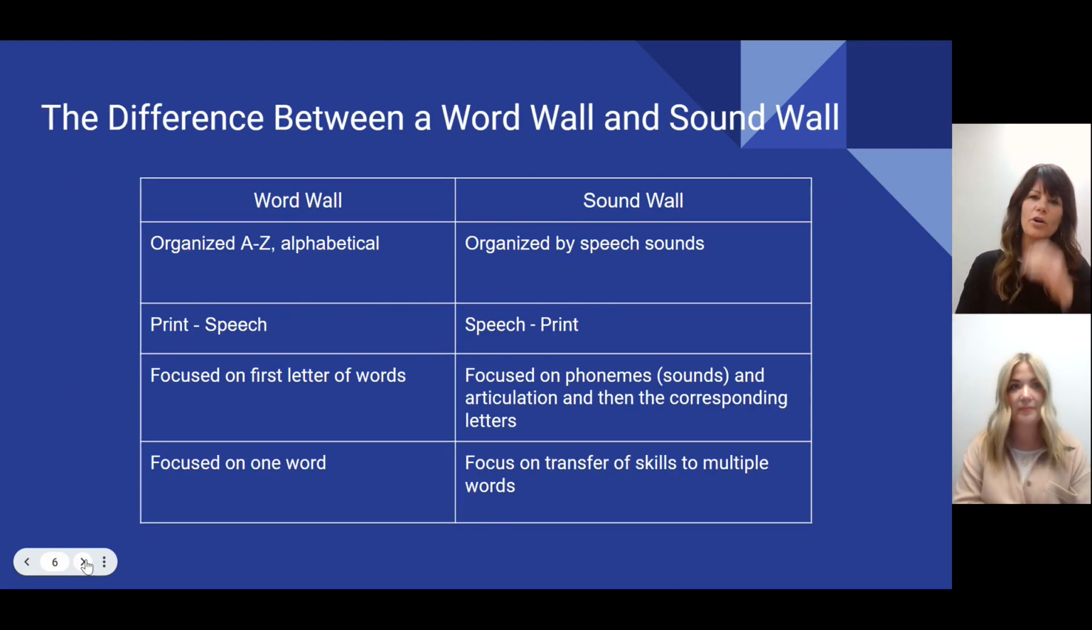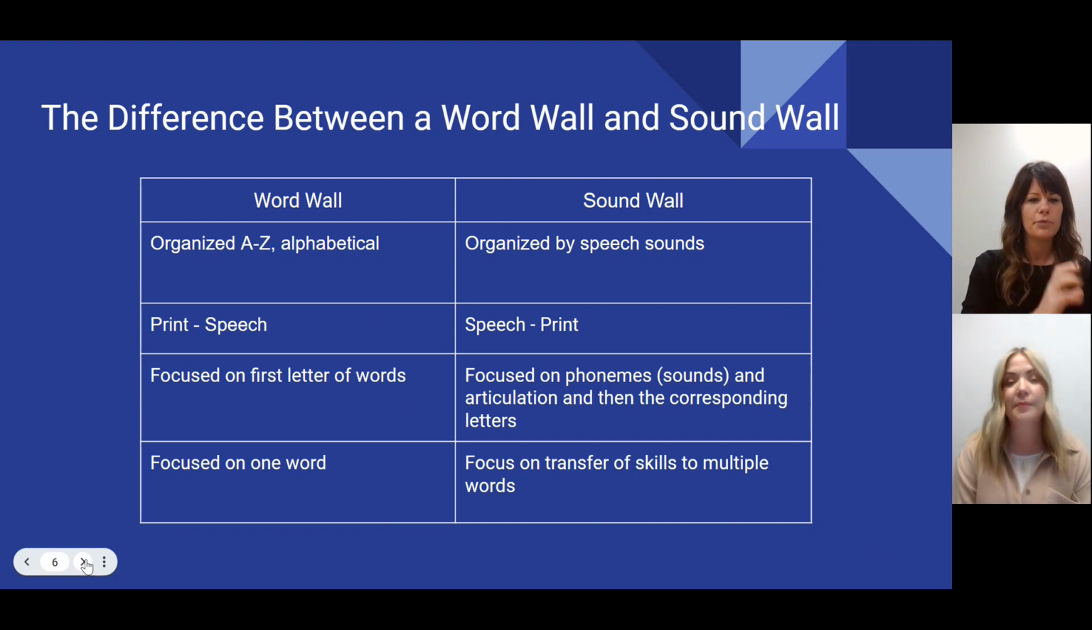Okay, so we've had word walls for many years in our classrooms, and I always had them in my classroom. And I thought it would be great to put together a visual for you to sort of see the difference between a word wall and a sound wall so that you can see how much more effective the sound wall is when we're teaching our students to read and write. So a word wall is organized by the letters of the alphabet, right? Those 26 letters. A sound wall is organized by speech sounds. So it doesn't look that way. It doesn't look like a big alphabet with a bunch of words under it.